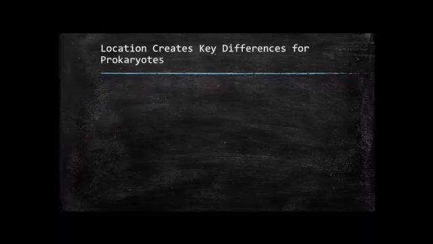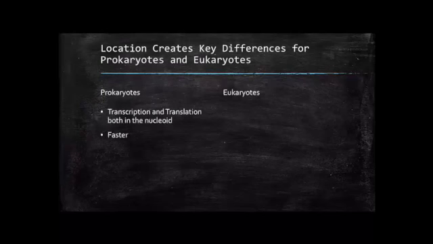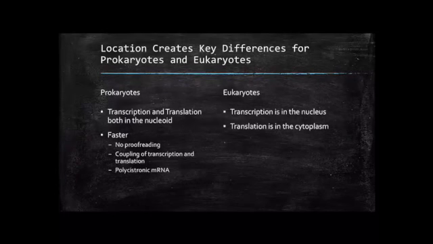Next, we're going to talk about why the location of transcription results in key differences in the process of transcription and translation. So in prokaryotes, transcription and translation both occur in the nucleoid. In eukaryotes, transcription is located in the nucleus. The translation is in the nucleoid of prokaryotes as well, but in eukaryotes, the translation is in the cytoplasm.